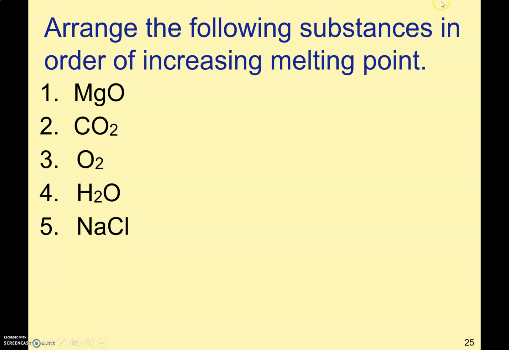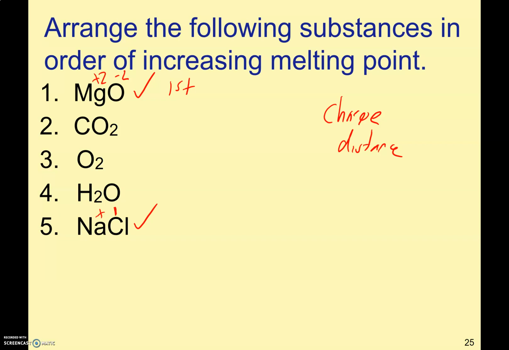So again, we want to identify the ones that are highest are ionic. So this one is ionic and this one is ionic. So now we have to think, okay, well, which one is going to have the stronger ionic bonds? And if you remember, that's Coulomb's law. And what matters first is charge and then distance. So we see that this is +2 and that's -2. And this is +1 and that's -1. So this one is going to have the highest melting point because it has the biggest charge. So it has the strongest Coulombic forces.